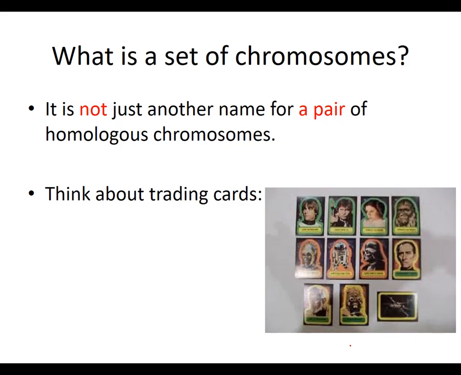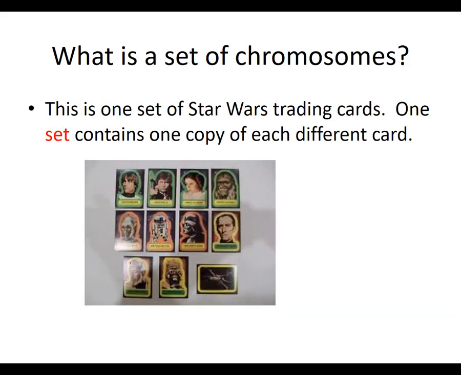All right, so imagine you owned these cards. You have 1 Luke Skywalker, 1 Han Solo, 1 Princess Leia, 1 Chewbacca, etc. And let's say all of these, so there's 11 cards, makes up the full set. So that means if you have 1 of each different kind, you have a full set. All right, so a full set contains 1 of each different kind, 1 of each different character.